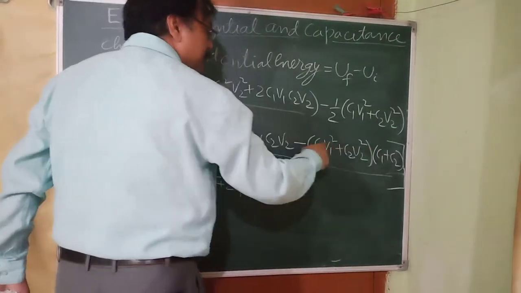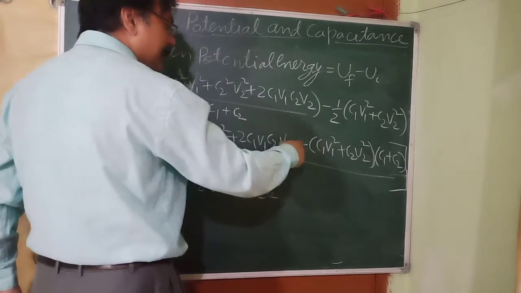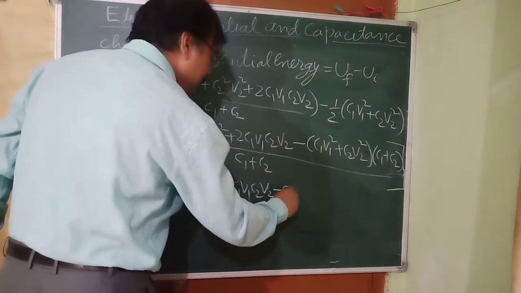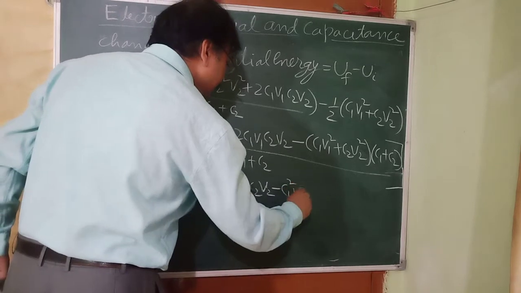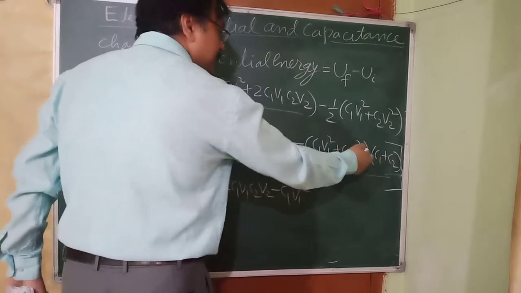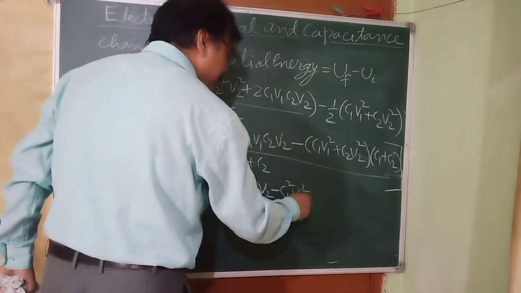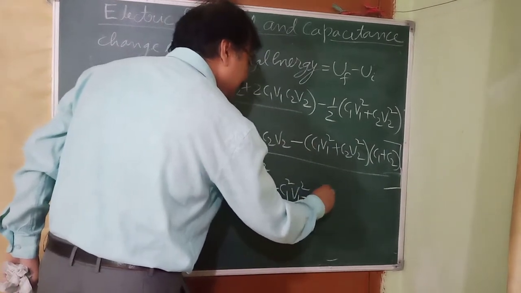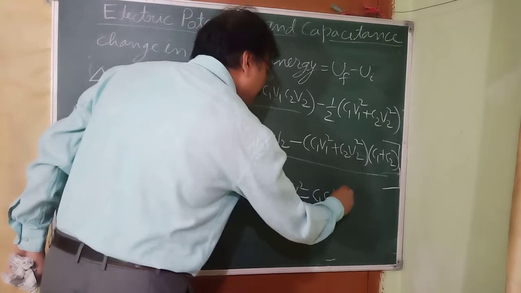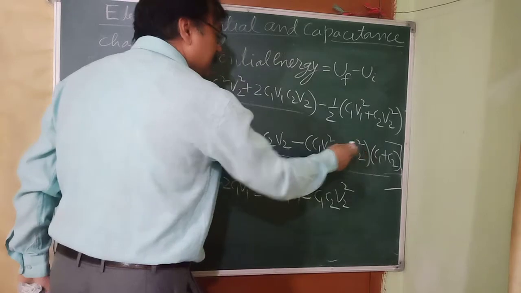C1 multiplies to this, then C1 square, and V1 square is already there. So we'll get C1 square V1 square. Minus sign is there, so minus C1 square V1 square. Now you multiply this C1 to this. So C1 C2 V2 square with minus sign, minus C1 C2 V2 square. And minus sign is here.